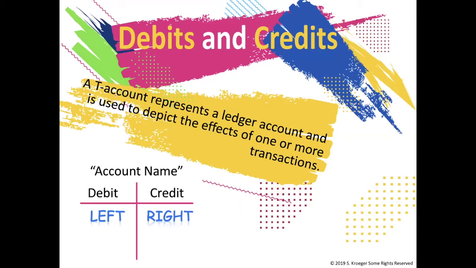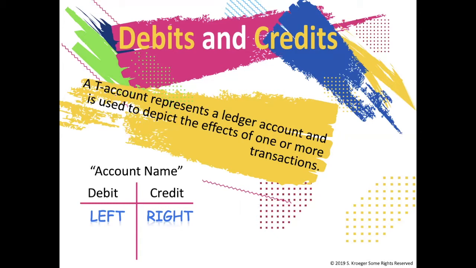Debits represent the left side of an account, while credits represent the right side of an account. Forget everything you already know about what debits and credits mean because it means something different in accounting. It does not mean positive or negative. In accounting, the definitions are merely just left and right side.